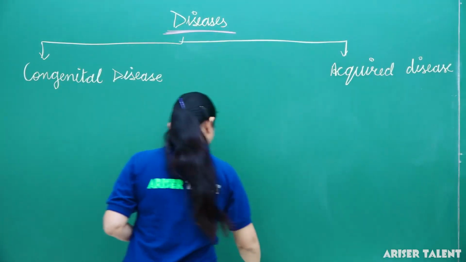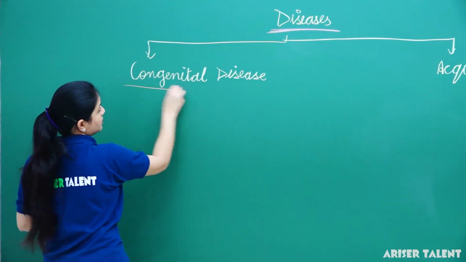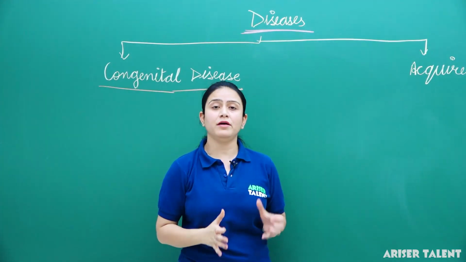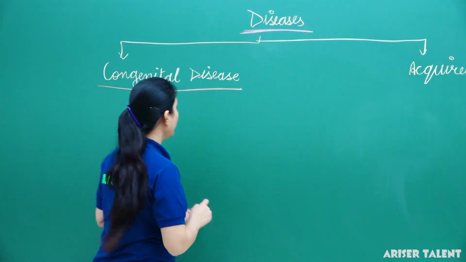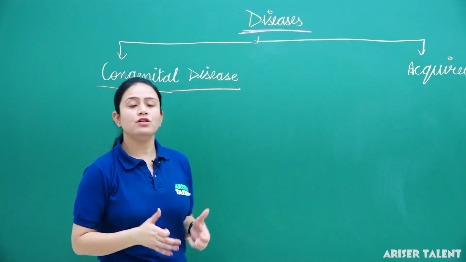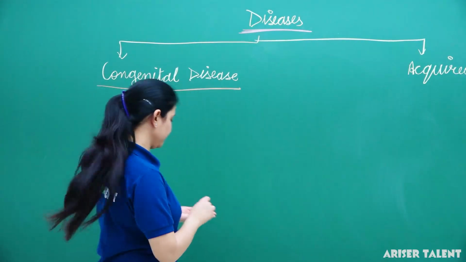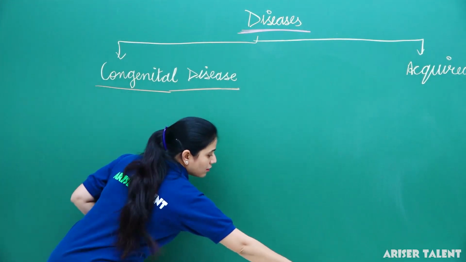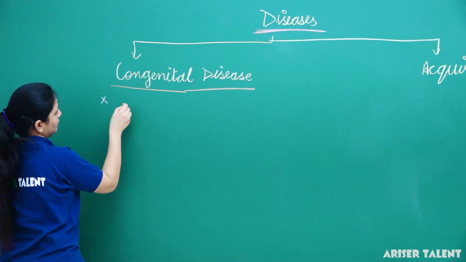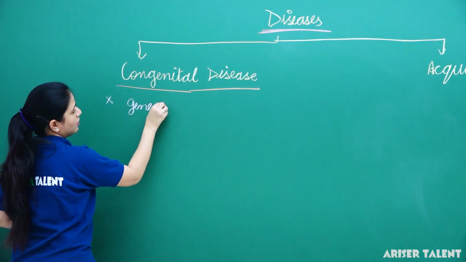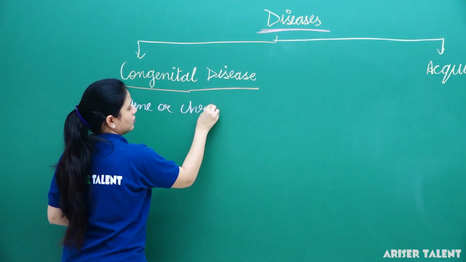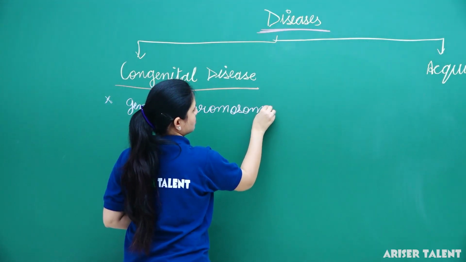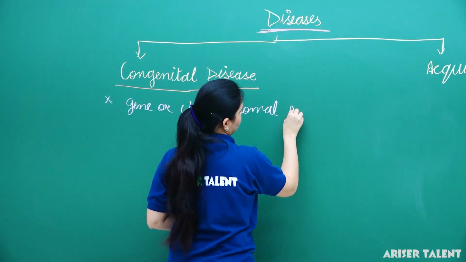Okay, if we talk about congenital diseases, then they are the diseases in the baby by birth. They can be caused by gene or chromosomal mutations.